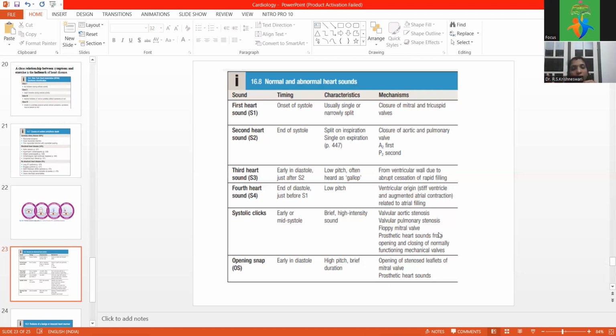So S1 and S2. S1 is closure of the mitral and tricuspid valves. S2 is closure of the aortic and pulmonary valves. S1 is the onset of systole, and the second heart sound is the end of systole. Third heart sound is early in diastole, of ventricular origin, and the fourth heart sound is of ventricular origin, from a stiff ventricle. Okay. Systolic click, valvular, aortic and pulmonary stenosis. Opening snap, mitral valve stenosis.